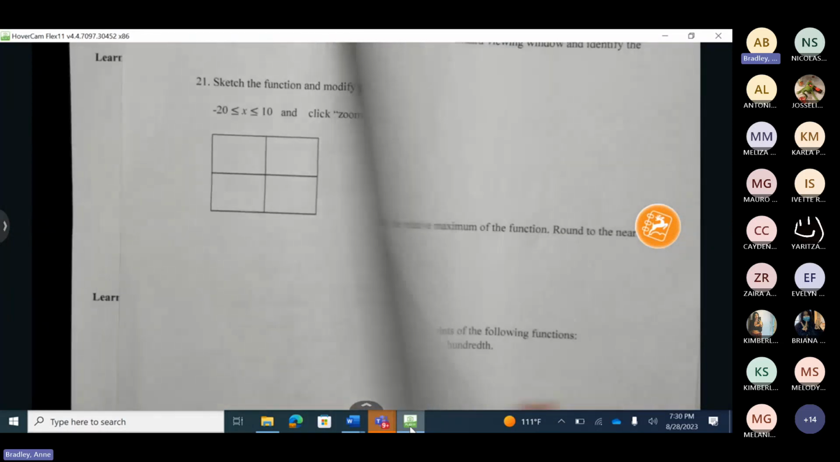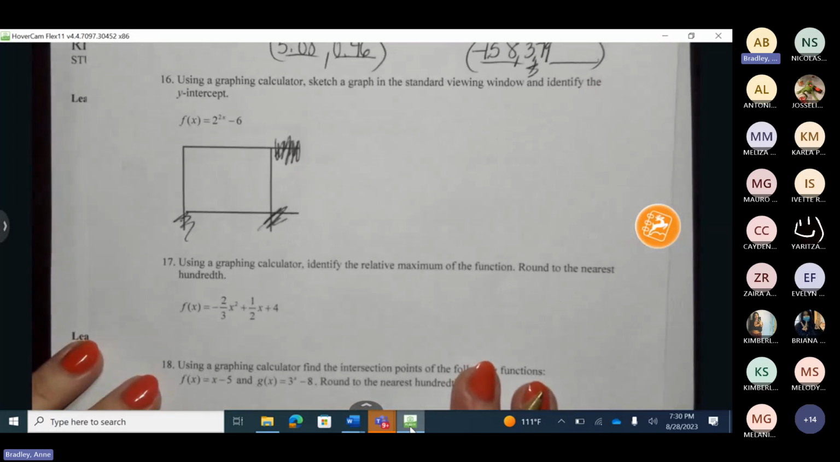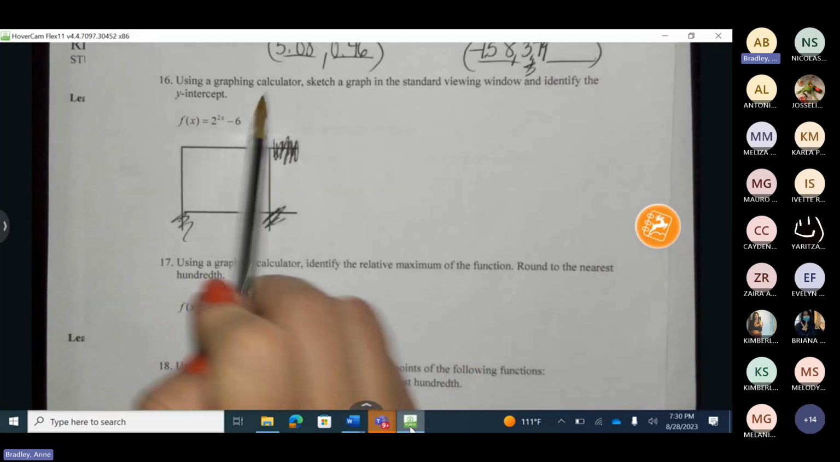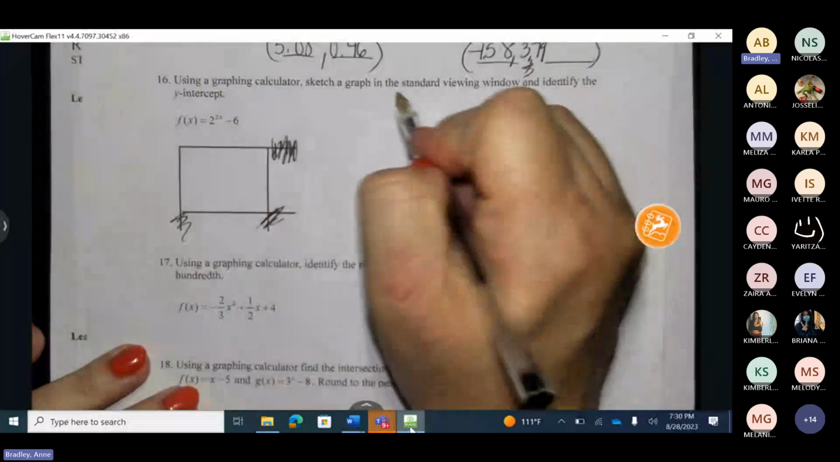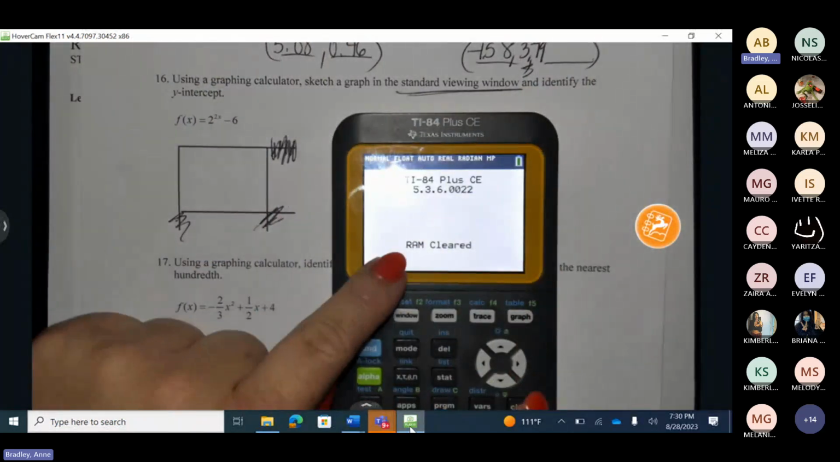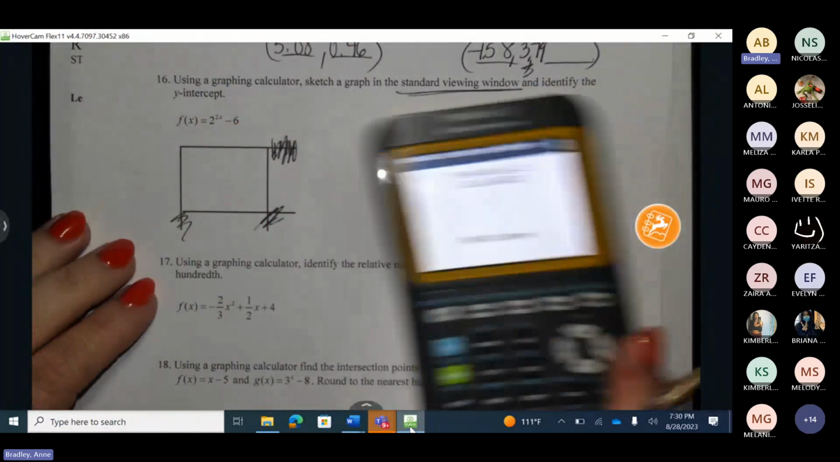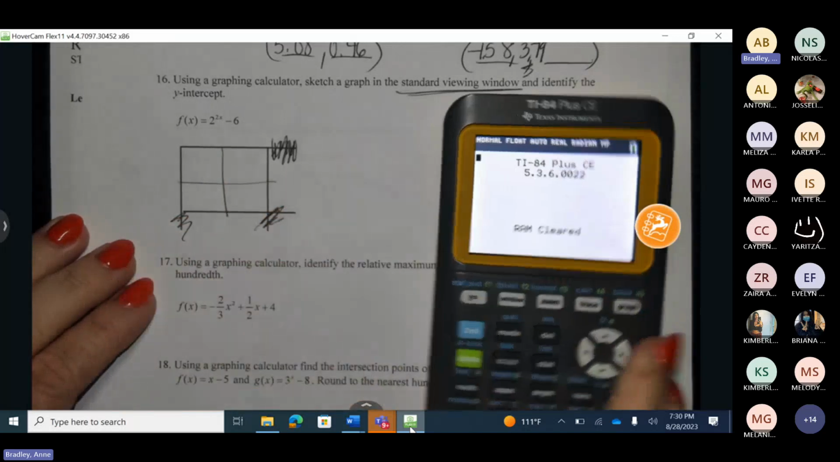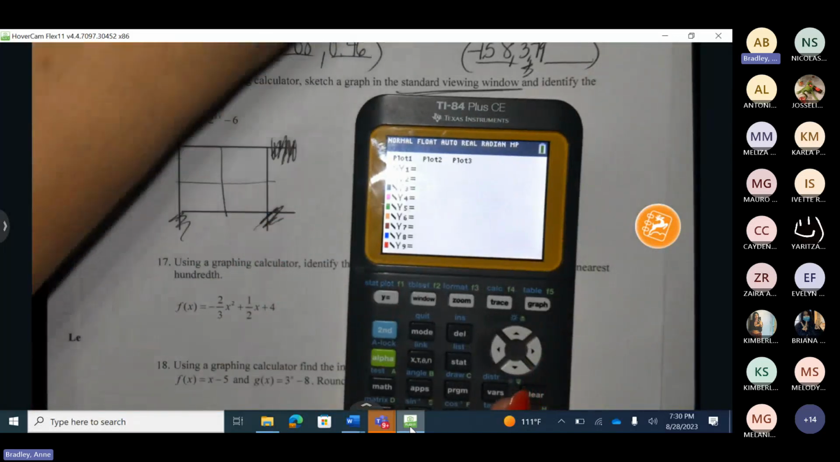We are getting close, kiddos. We are within 5 problems of being done.